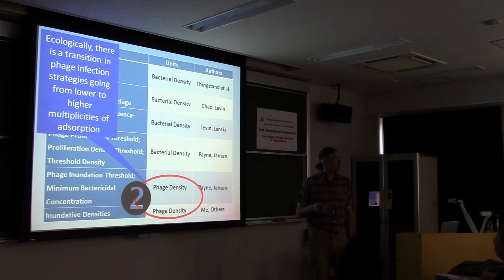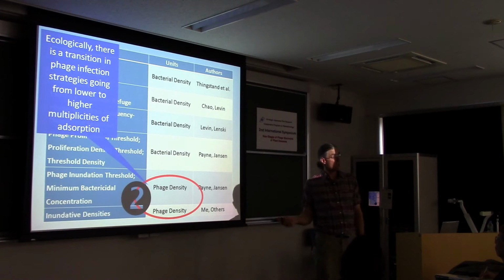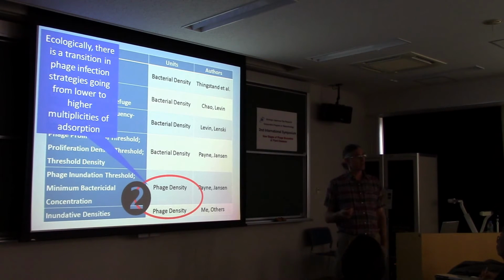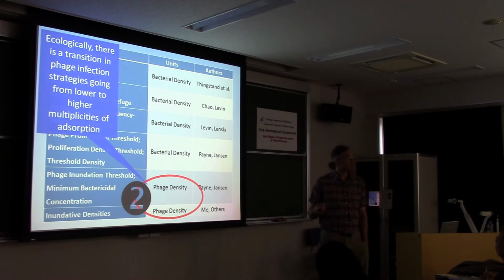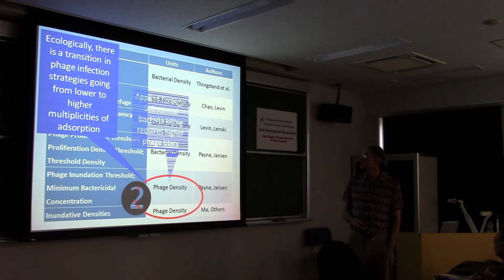And if you have multiple phages adsorbing to individual bacteria at the same time, things change in terms of phage-bacterial interactions. So you can have recombination between co-infected phages. In terms of lysogeny, lysogeny may be induced more readily when you have more than one phage infecting a bacterium than not. So that's ecologically.